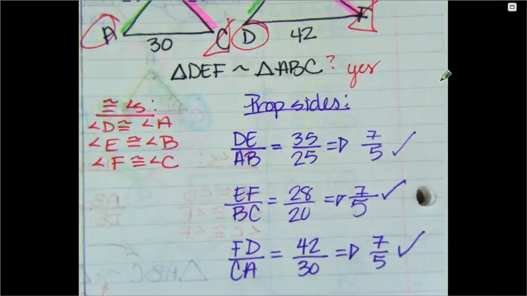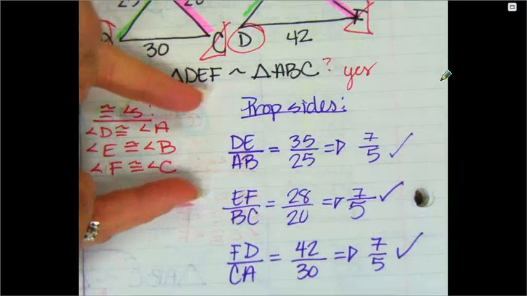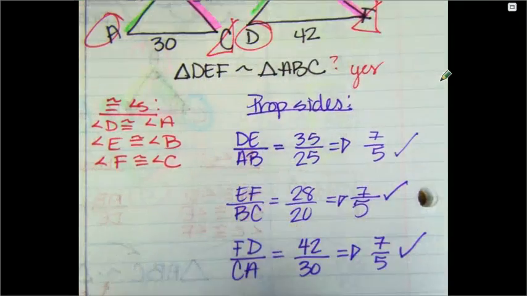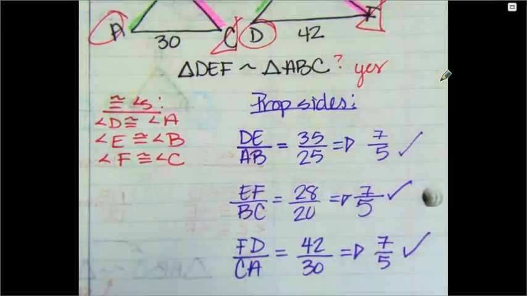Wow, that was way easier. Angles are congruent, sides are proportional. Angles are congruent, sides are proportional, you are similar. Understood. Okay, let's do another one.